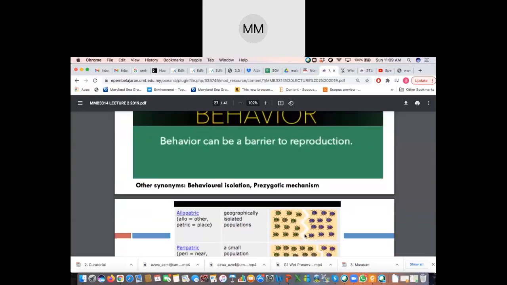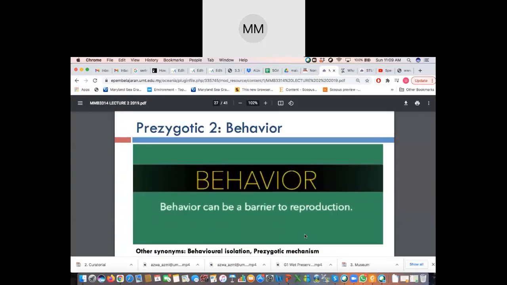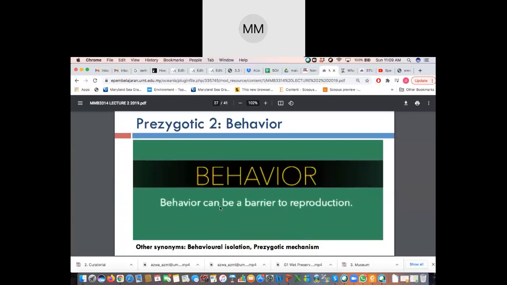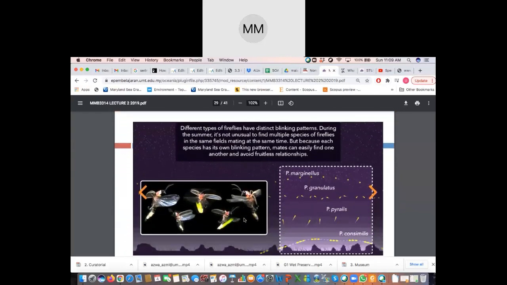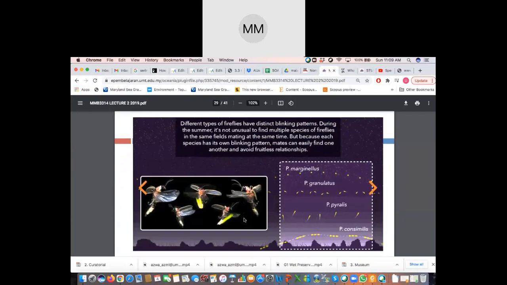All right. So now moving into behavior, which is, of course, the barrier to reproduction. So the behavior that they're talking about here can be the way a mating call is done. Like the bird's mating call, or even a dance, that's how certain species relate to each other. So that is what behavior is defined as.